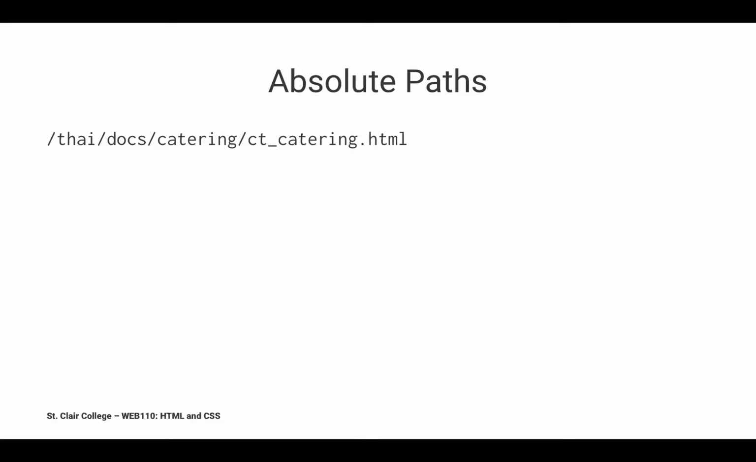Here's an example. Say we have in the root directory a folder called Thai, and inside of that a folder called docs, and inside of that a folder called catering, and in there we have a file ctcatering.html. This is the absolute path name to that file. It'll specify how to get to that file no matter where the file we're referencing it from is located on the drive.